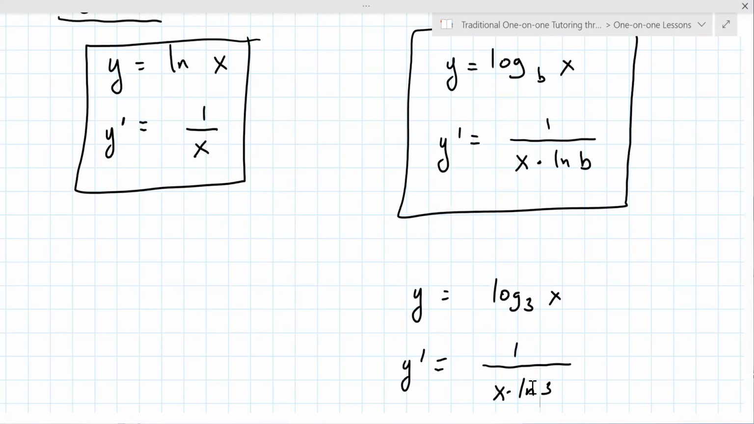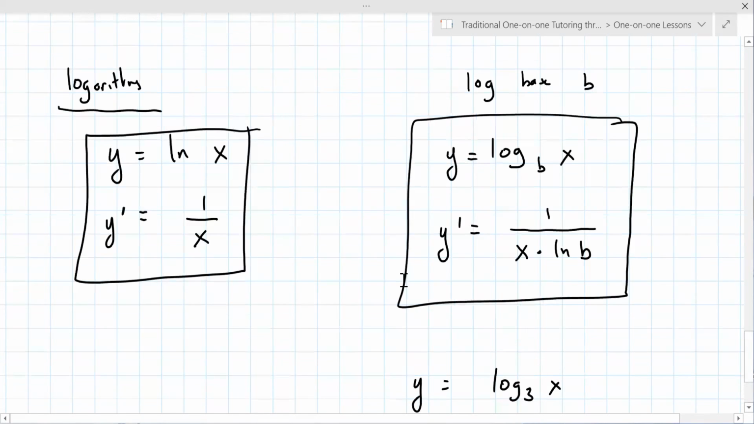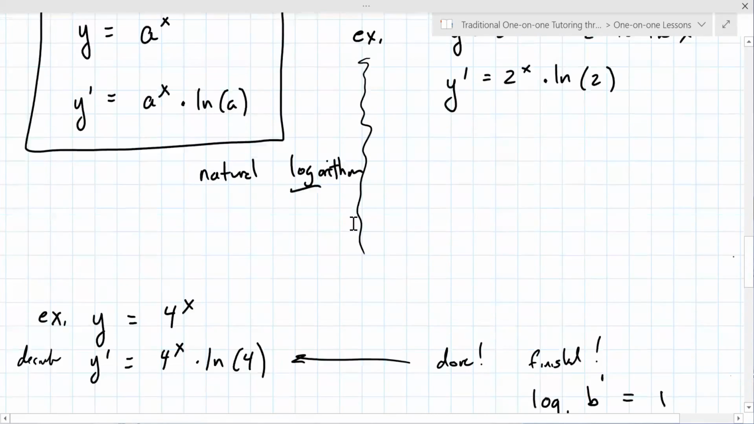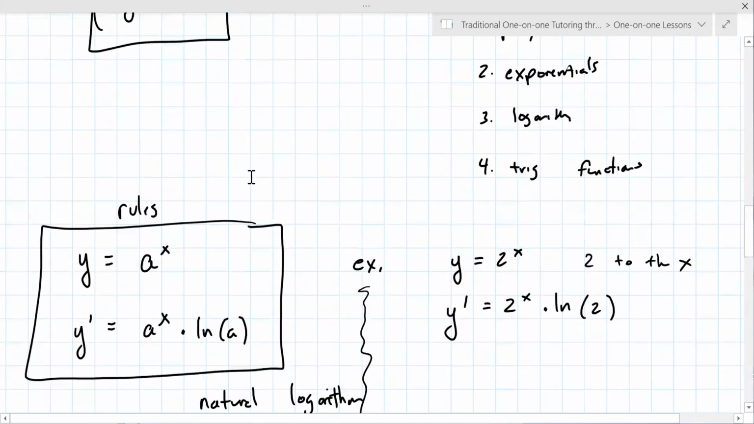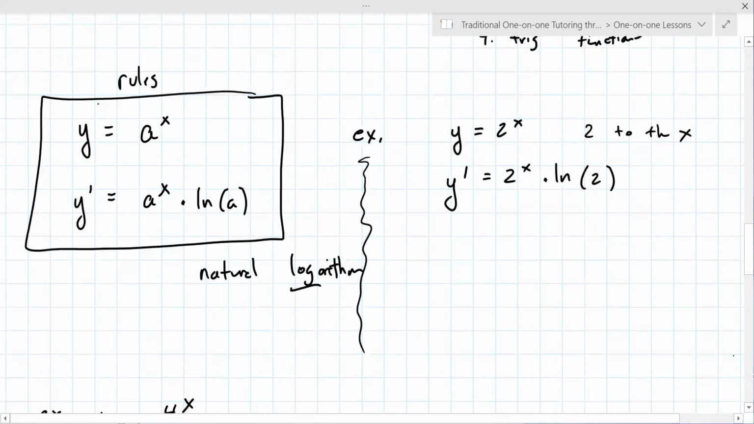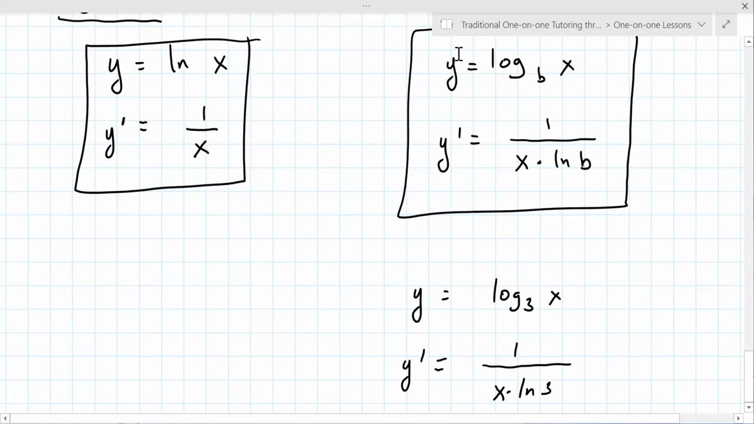Do you follow that? So the base is put on the bottom. What you have to be really comfortable with is there's 4 rules, but there's really only 2. This one always works, and the one I just circled on the right here, this one always works. The one on the left here is the shortcut, if it's a specific log.